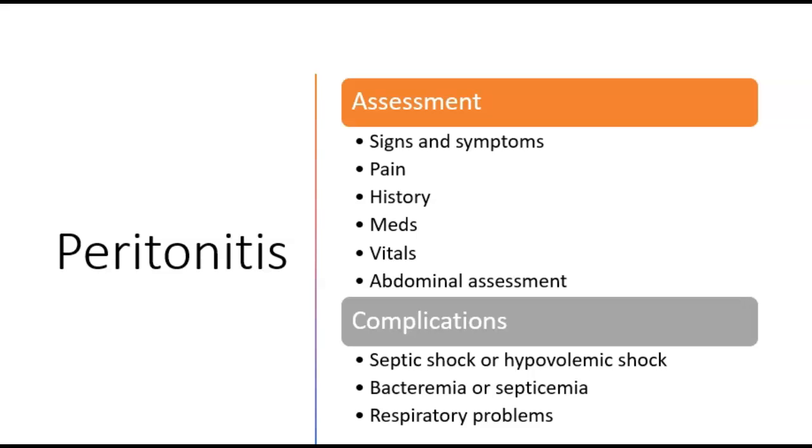Complications of peritonitis: it can lead to septic shock or hypovolemic shock from the fluid shifting to the peritoneal cavity. Bacteremia or septicemia, which is bacterial invasion of the blood from bacteria responsible for that peritonitis. And then respiratory problems from the increased abdominal pressure against the diaphragm from the intestinal distension and fluid shifts.